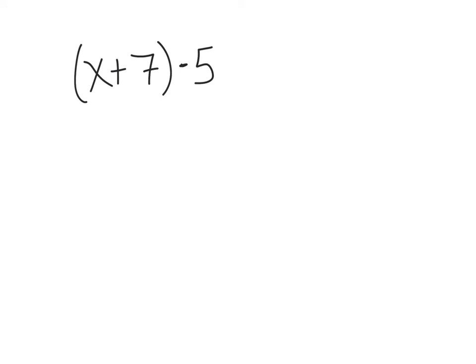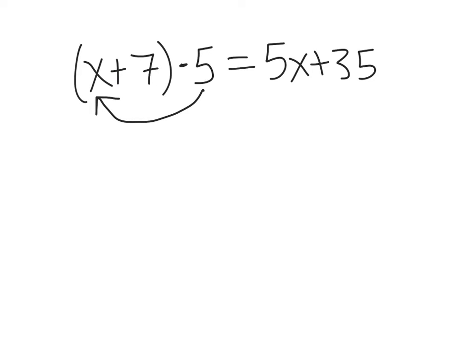Let's do a couple more. What if we have x plus 7 times 5? Notice I've changed the order, but it's the same idea. Do it now. Did you get that this equals 5x plus 35? Because 5 times x equals 5x, and 5 times 7 equals 35.